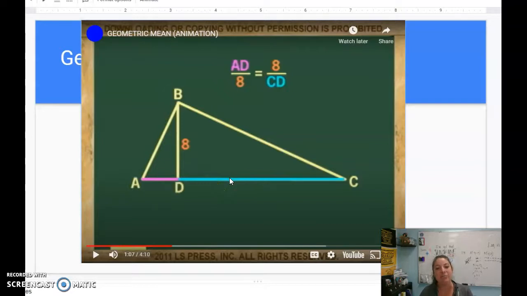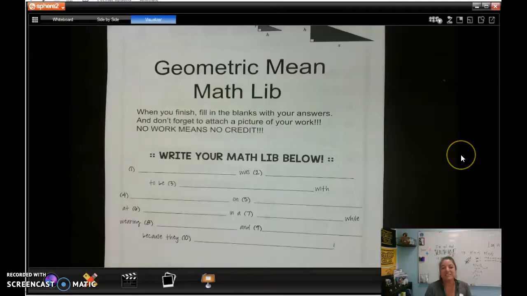So again, this ratio right here is the same every single time. The altitude comes in and you do AD over 8 and then 8 over DC or CD, okay? So that is really huge, really super important to know. All right, so what does that mean in terms of your activity and actually doing problems?